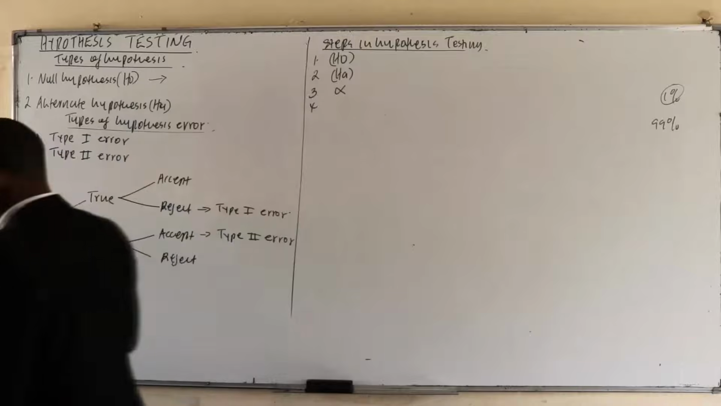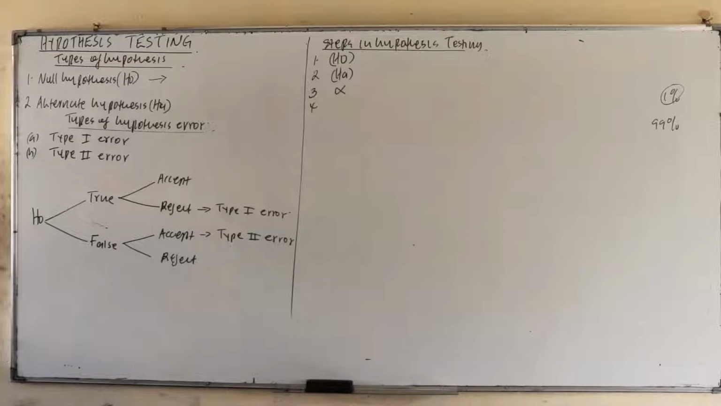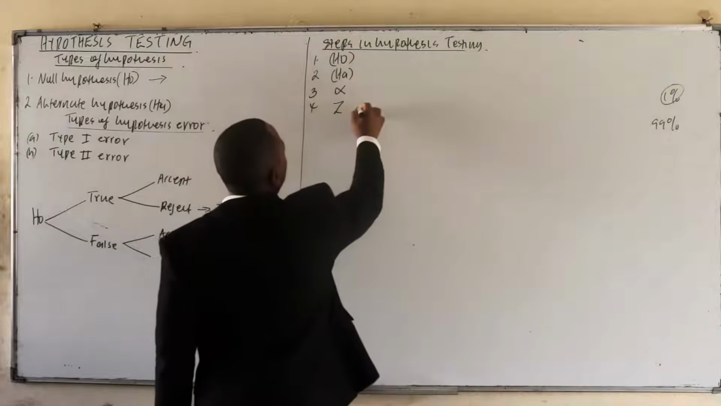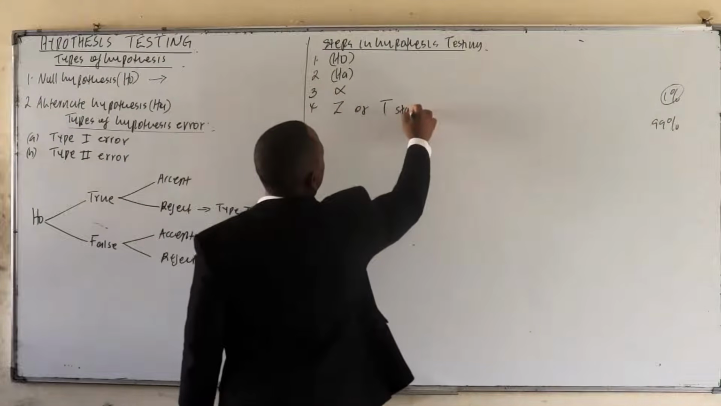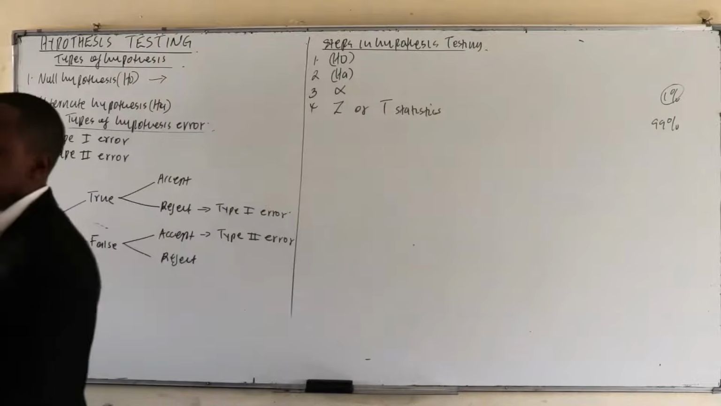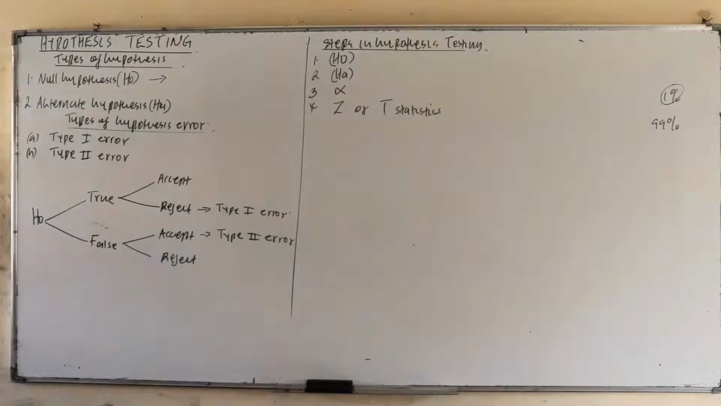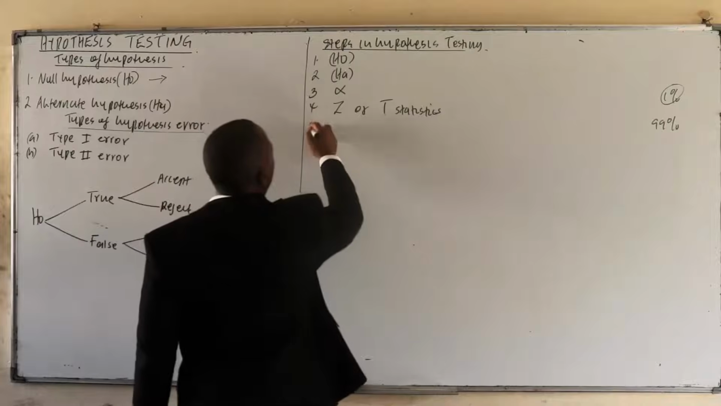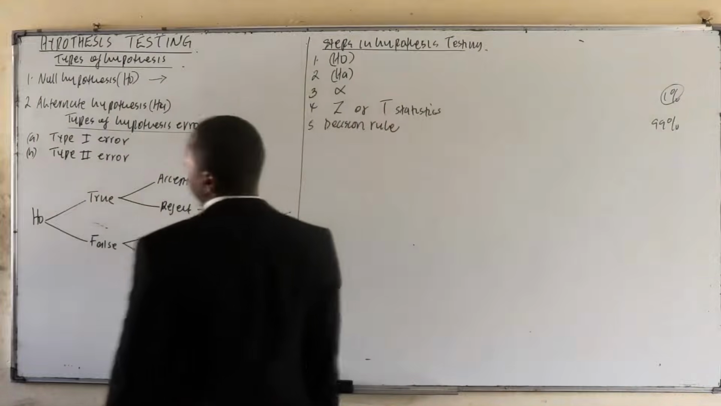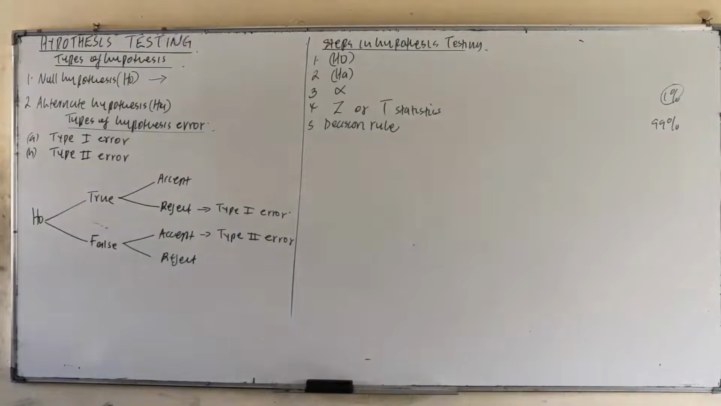Number four, calculate the standardized Z or T statistic. Then number five, formulate decision rule.